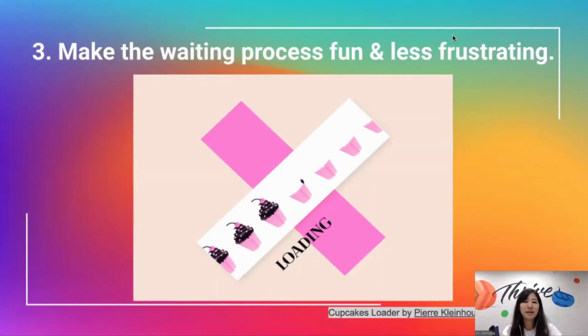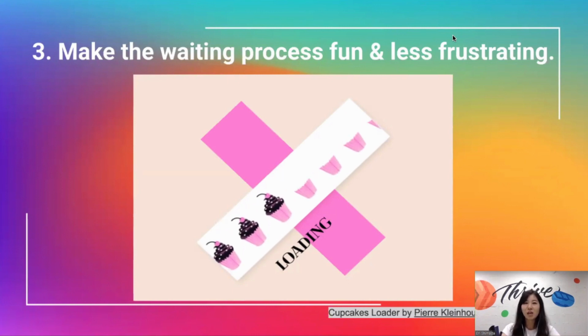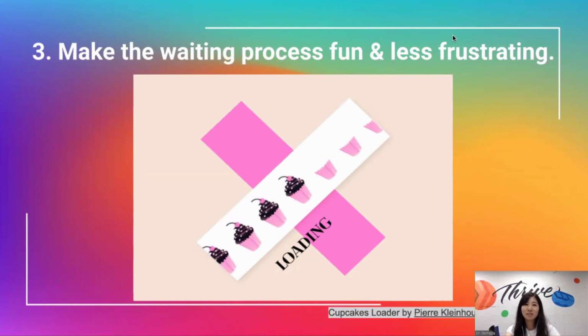3, make the waiting process fun and less frustrating. To reduce users' perception of waiting time, it can be achieved by putting in an engaging animation which keeps the user's eyes busy. If you find something to grab users' attention while waiting, the time will seem to pass faster. It can be a catchy color combination, an interesting or cute idea, or just something like these cupcakes.